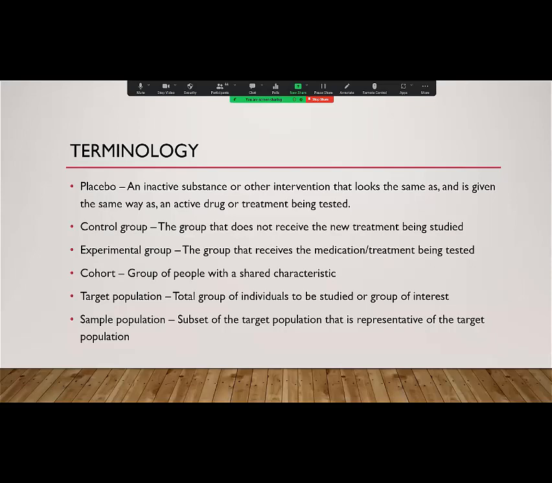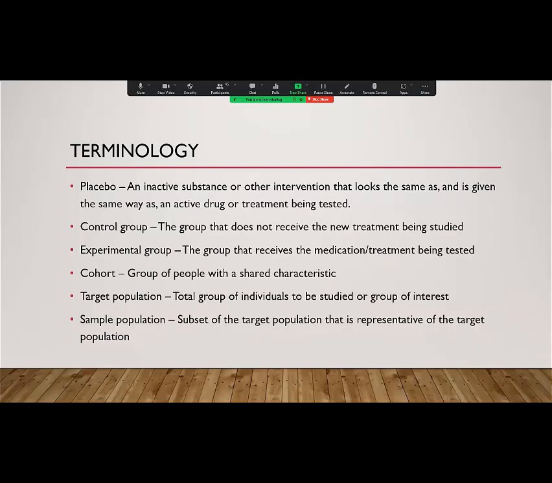Terminology. Here's a list of some terms that will be used. If you are unfamiliar with some of these, I tried to make them very brief but concise. We obviously want to know what placebo is, which is the inactive substance or medication that's provided to a control group instead of the experimental group. It does not have any active intervention. The control group is the group that is being compared to and does not have any intervention in that particular group.